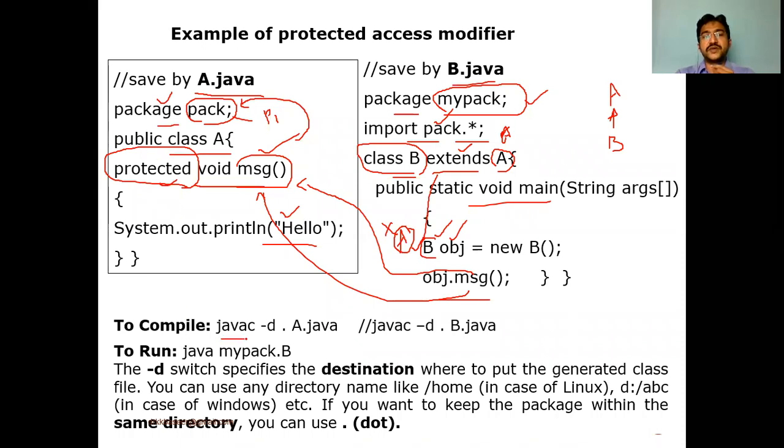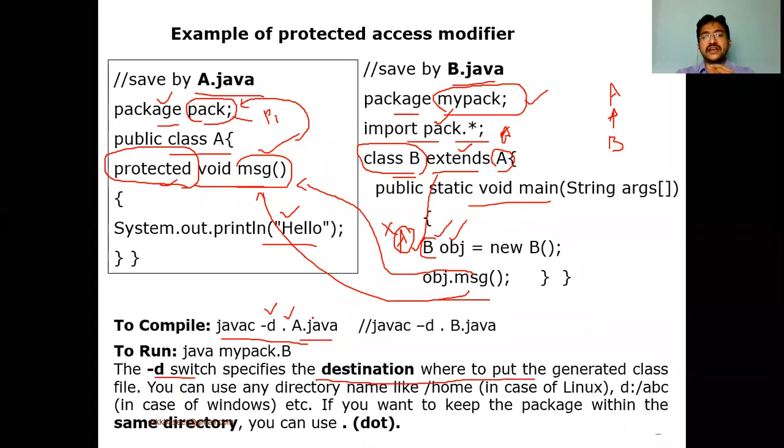Now there is a very important point here. Normally we compile Java programs with javac space filename.java. But when you are dealing with packages, we have to compile the programs like this: javac space -d space dot space a.java. The -d indicates that when we compile a Java program, it will generate a class file, right? Where do I have to keep that class file? To specify that, we use -d. -d indicates specifying the destination where to put the generated class file.